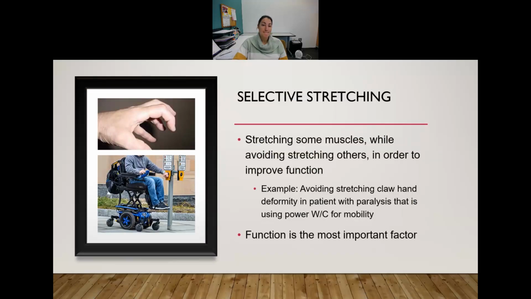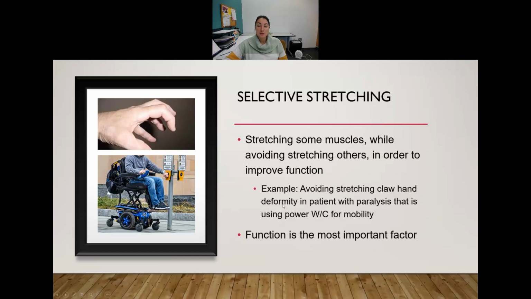Selective stretching. This is what I was talking about with the claw hand deformity. You're stretching some muscles and you're avoiding stretching others in order to improve function. If the deformity in the hand allows for increased power mobility, then you don't stretch those tight muscles in the hand because they need that in order to move around. The main thing in this is function is the most important factor.